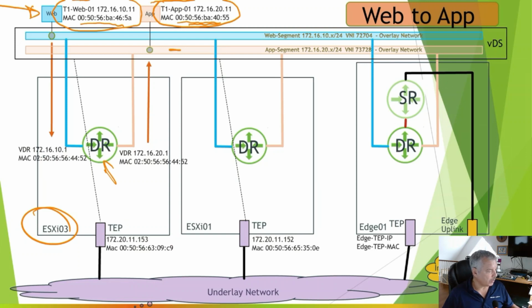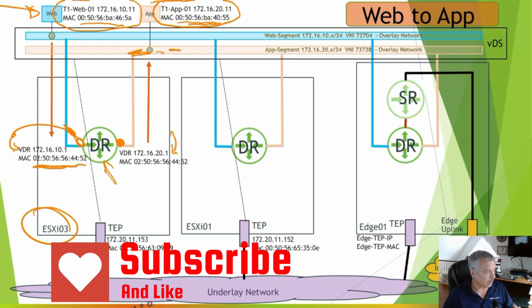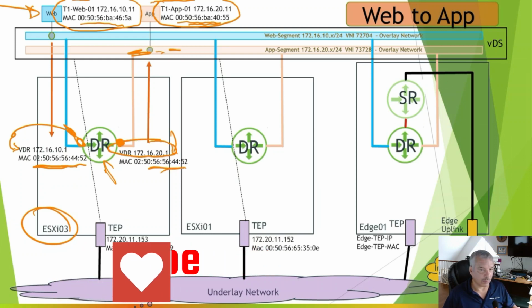Notice the distributed router, this interface right here has this IP address, 172.16.10.1. It's the default gateway for everybody on the web segment. There's its MAC address, that VMAC, 56.44.52. On the other side, the other interface of the virtual distributed router, notice it's on the app segment, where the app VM is. Its IP is 172.16.20.1, and its MAC address is 56.44.52.